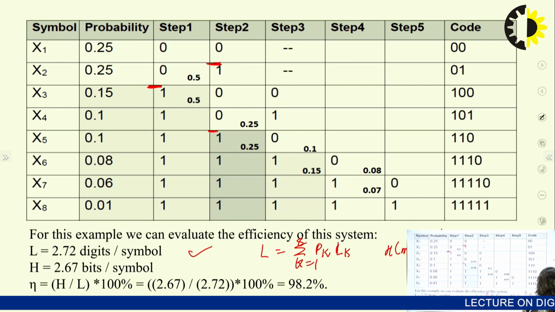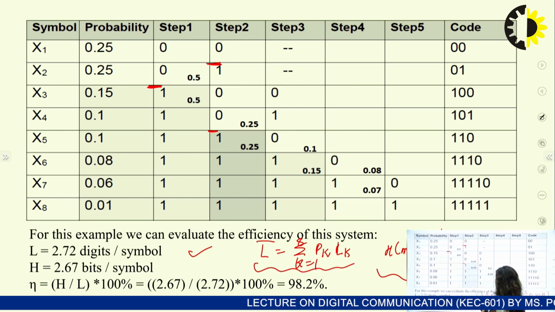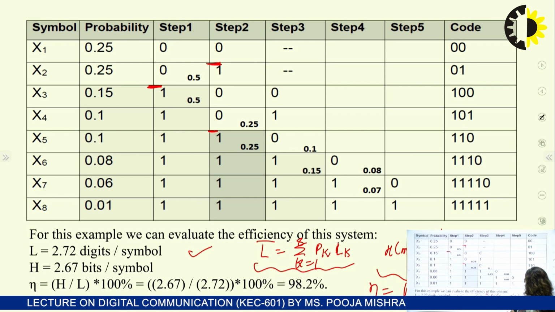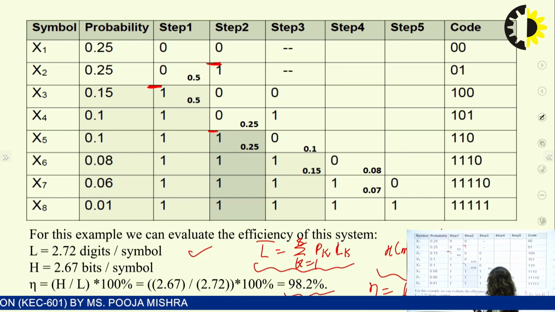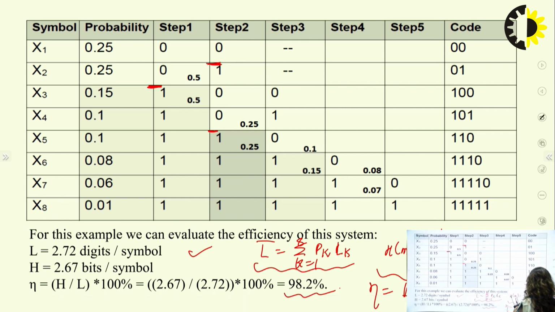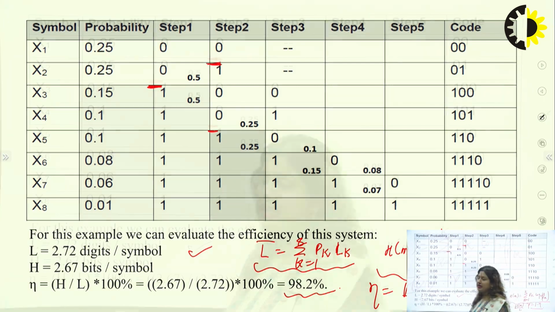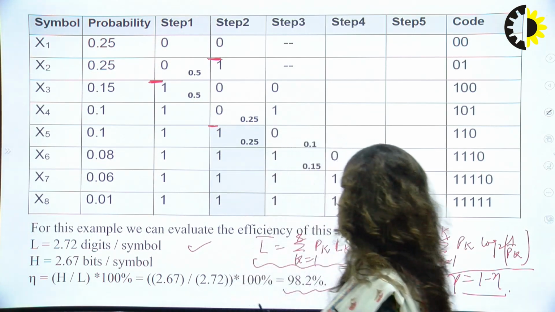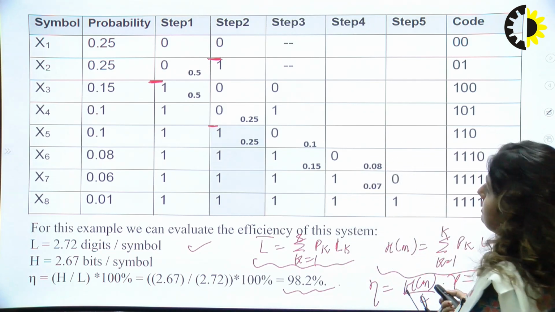With these formulas, you can calculate the entropy H and the average length, and then we find the efficiency eta, which is H upon L, which comes out to be 98.2% here, and the redundancy gamma, which is 1 minus eta. With these formulas, we can calculate the efficiency and the redundancy for both the Shannon and the Huffman code.